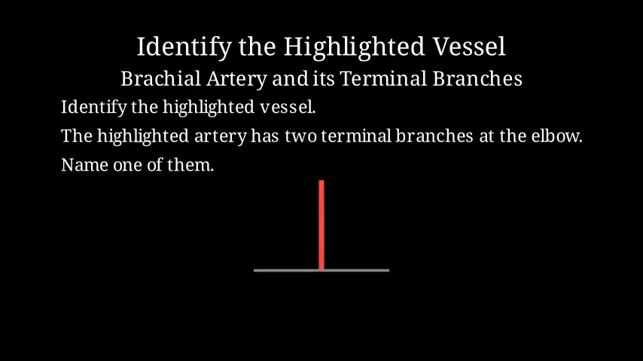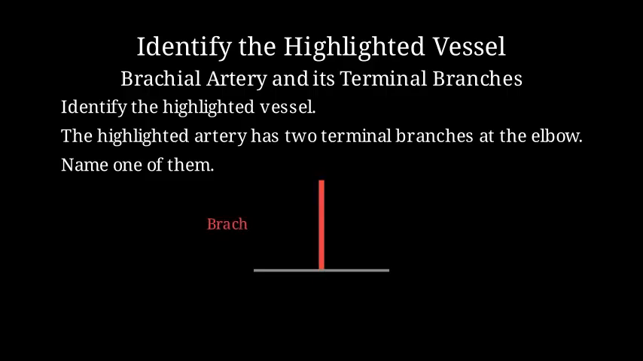To begin, we'll draw a simple schematic of the upper arm blood vessels. We'll draw the brachial artery trunk in a bright red color to highlight it. Then we'll sketch its two terminal branches in a muted gray color. This will help us focus first on the main vessel before looking at its branches.